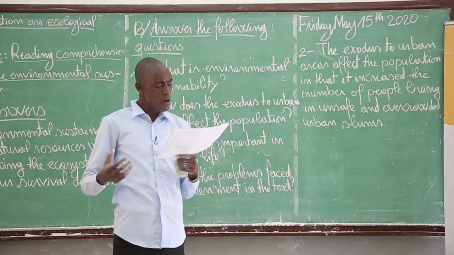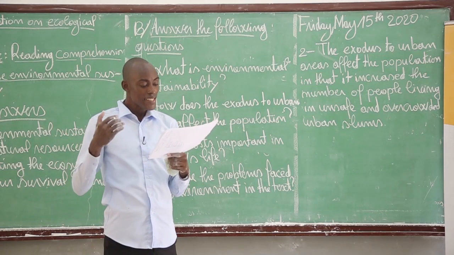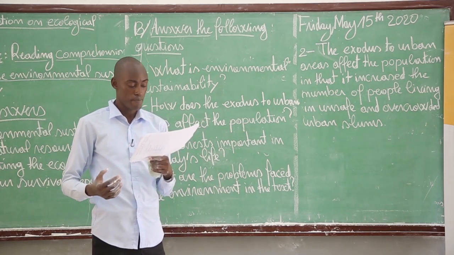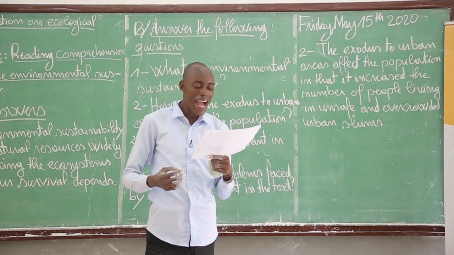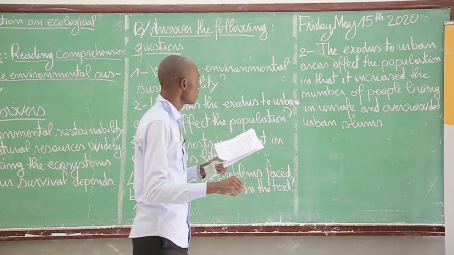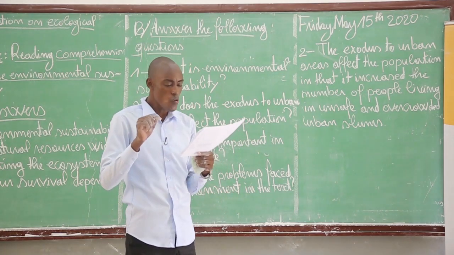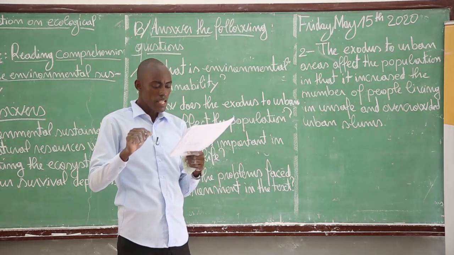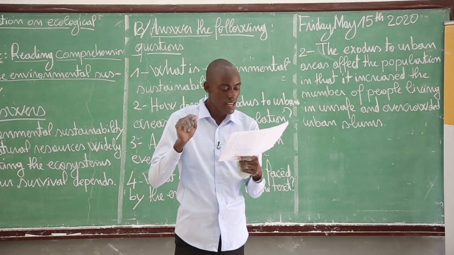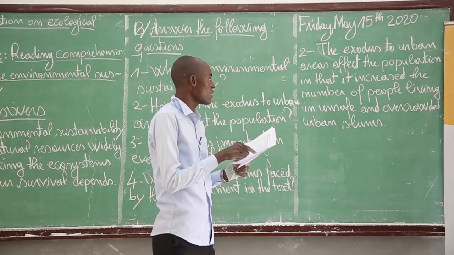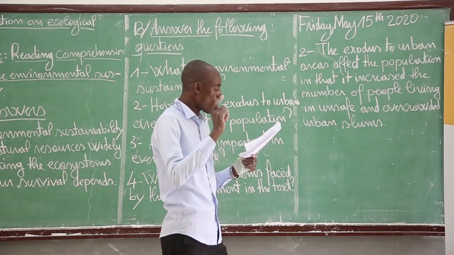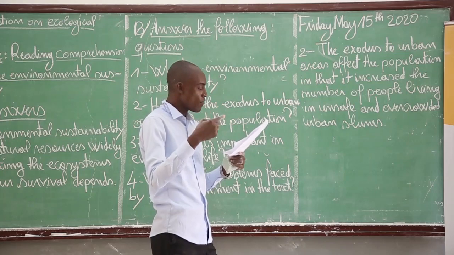The rural poor are most immediately affected because their day-to-day subsistence and livelihood more often depends on the natural resources around them. Though the exodus to urban areas has reduced pressure on rural lands, it has increased the number of people living in unsafe and overcrowded urban slums. This sentence is the answer to this question.